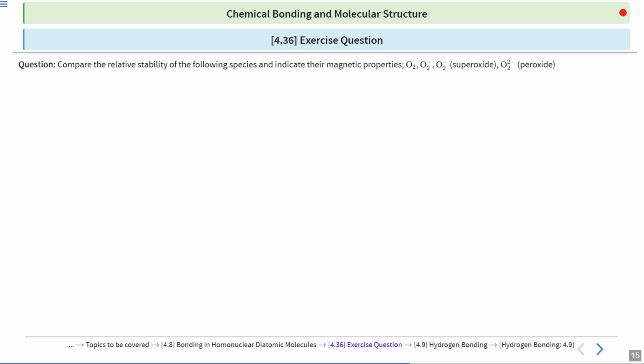Now let us do a question on comparing the relative stability of the following species. The species are O2, O2 plus, O2 minus and O2 2 minus. So this is a practice question. I will give you the solution along with this, so you don't have to worry about it.